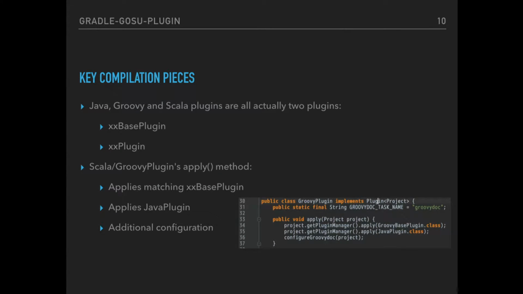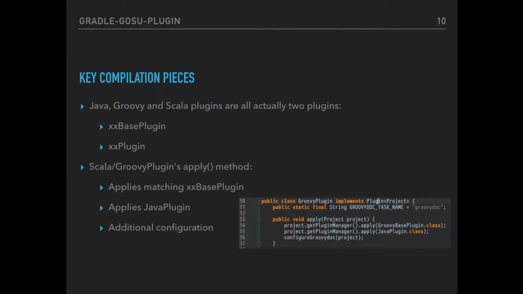So what happens when you apply the Groovy or the Scala plugin for Gradle? Well, there are actually two different plugins. There's a base plugin, which you never even know about. It's under the covers completely, and then the Scala plugin and Groovy plugin, as you would expect. There's a little code snippet here, which is, sorry, a little hard to read, but this is an example of what happens when you apply the Groovy plugin.